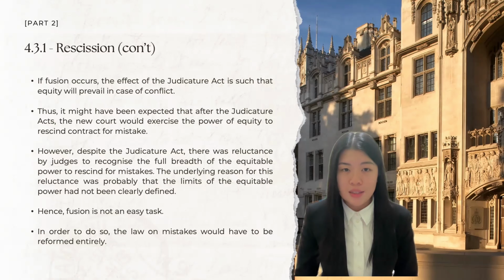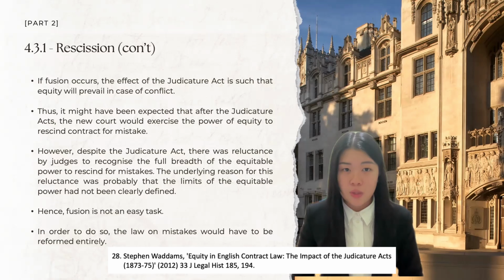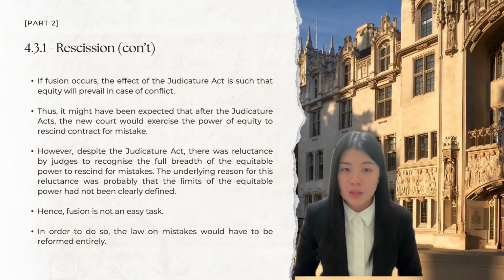If fusion occurs, the effect of the Judicature Act is such that equity will prevail in case of conflict. Thus, it might have been expected that after the Judicature Act, the new court would exercise the power of equity to rescind the contract for mistake. However, despite the Judicature Act, there was reluctance by judges to recognize the full breadth of the equitable power to rescind for mistakes. The underlying reason for this reluctance was probably that the limits of the equitable power had not been clearly defined. Hence, fusion is not an easy task.